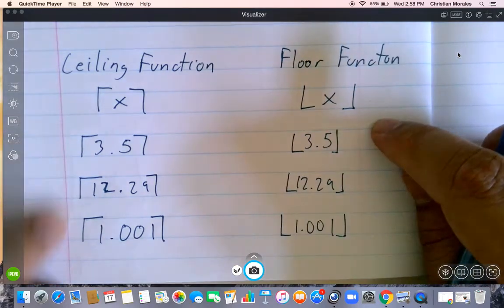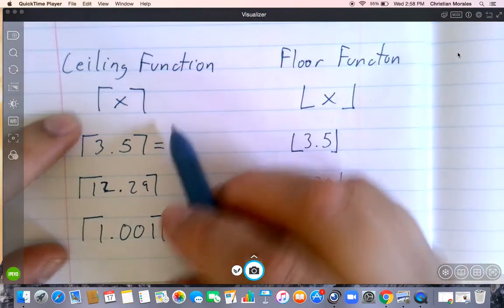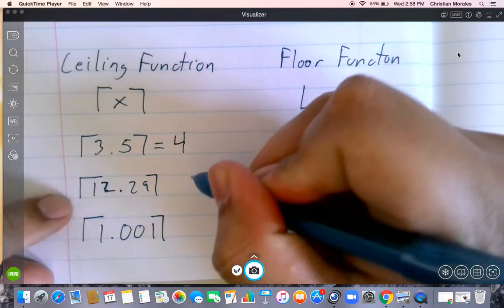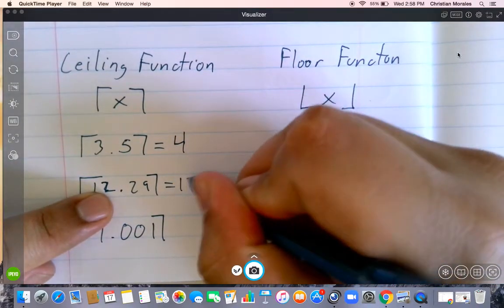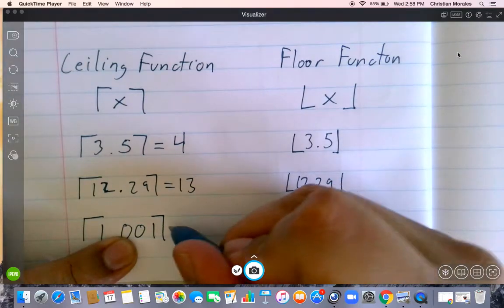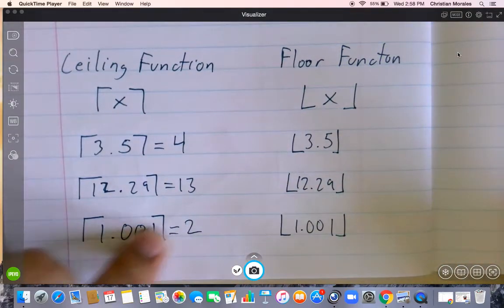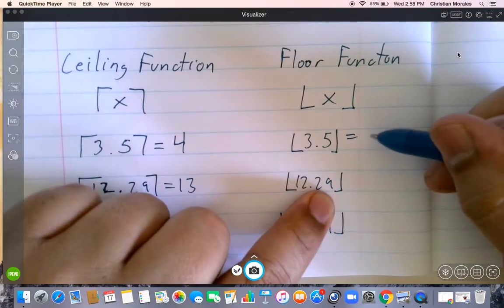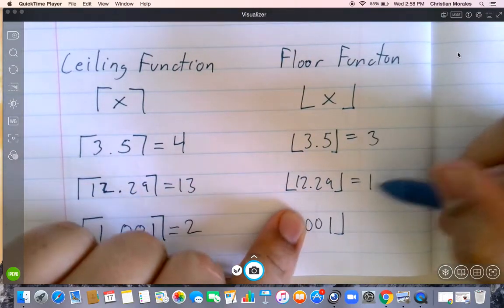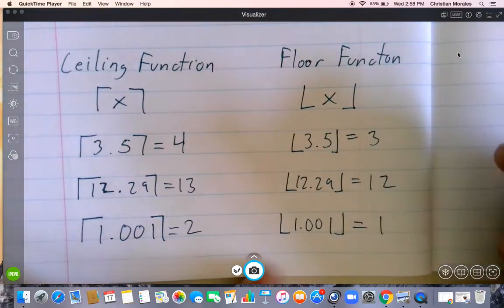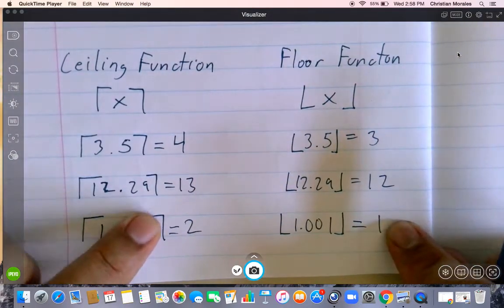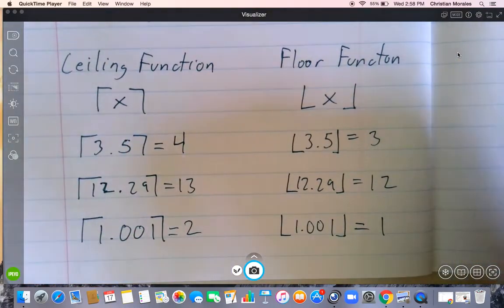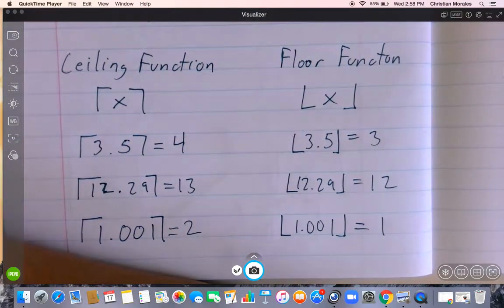So for example, these numbers. If you see these symbols for ceiling, you're going to round that up to 4, to 13, to 2. But if it's a floor function, you're going to round this down: 3, 12, 1. So you see there's a difference in what you'll get depending on what kind of function you're dealing with. So you have to be really careful when you're looking at a problem.